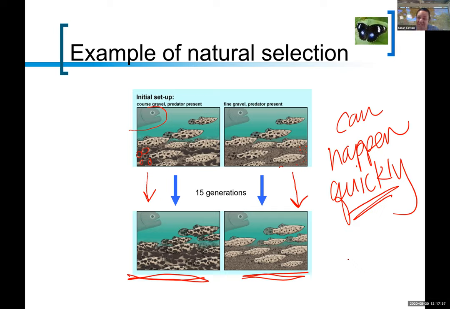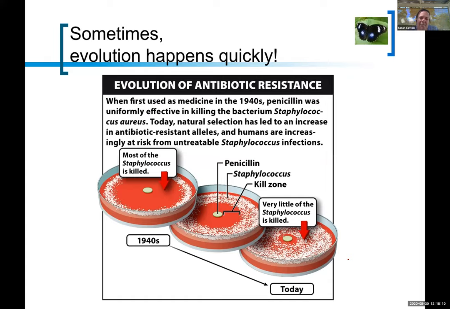This also speaks to this idea of natural selection being regional. So what's better depends on what your gravel looks like, right? That determines what's better, okay? All right. Another example of natural selection happening incredibly quickly is antibiotic resistance.